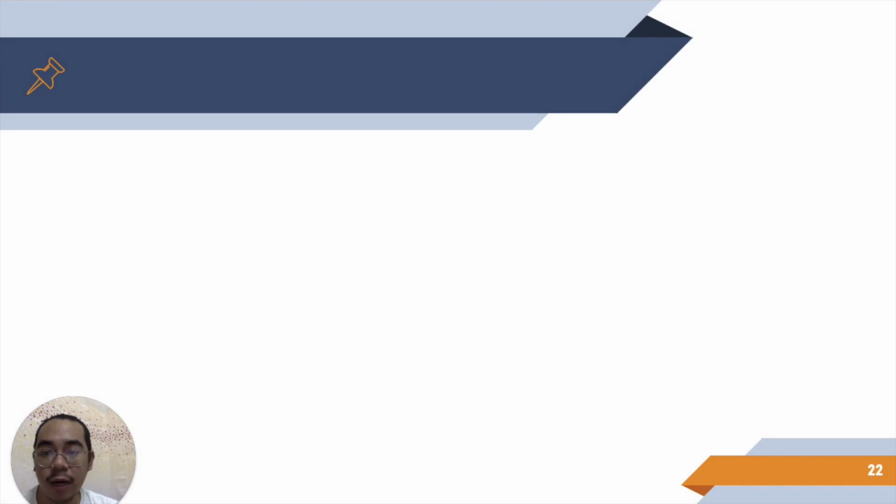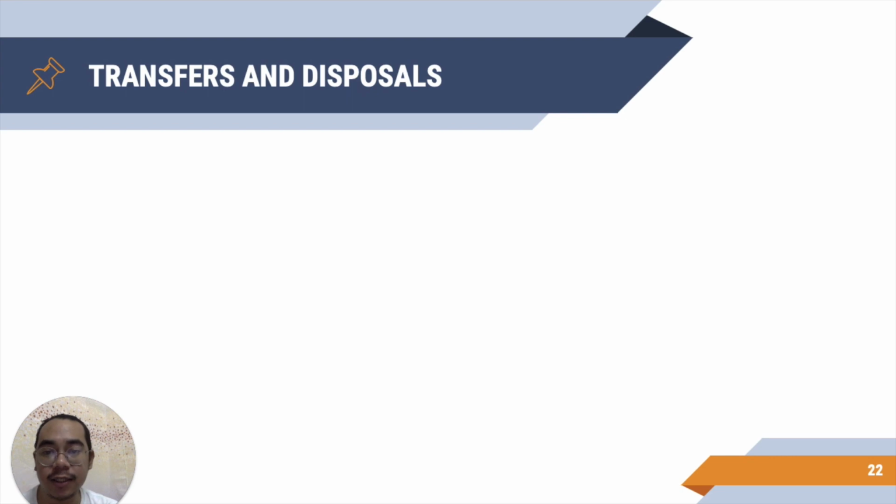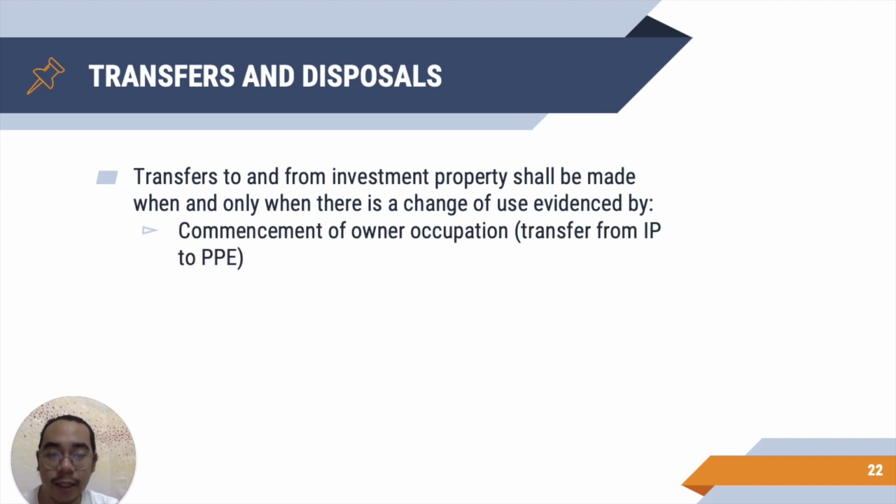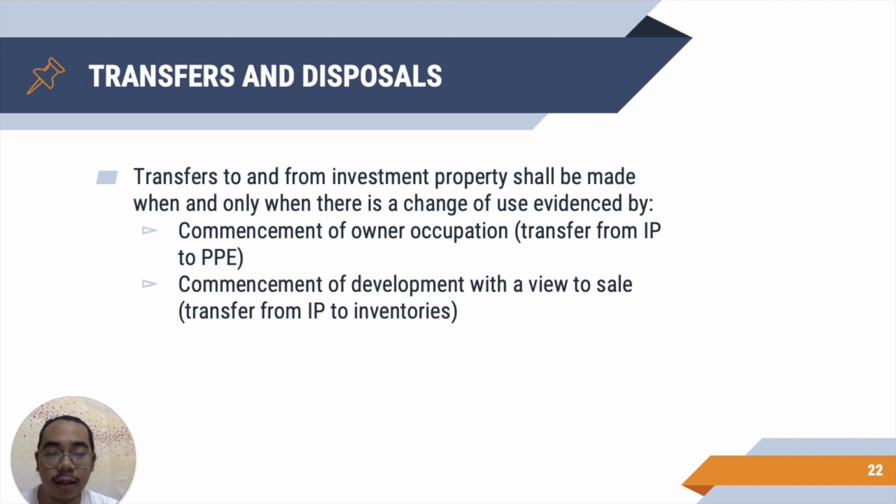Now let's go to our last topic, which is transfers and disposals. Take note that transfers to and from investment property shall be made when and only when there is a change of use. So, dapat merong pagbabago sa purpose ng property. Evidenced by commencement of owner occupation. Ibig sabihin, from investment property, gagawin mo na siyang PPE. Pwede ring commencement of development with a view to sale. So, gusto mo na siyang ibenta. So, from investment property to inventories.